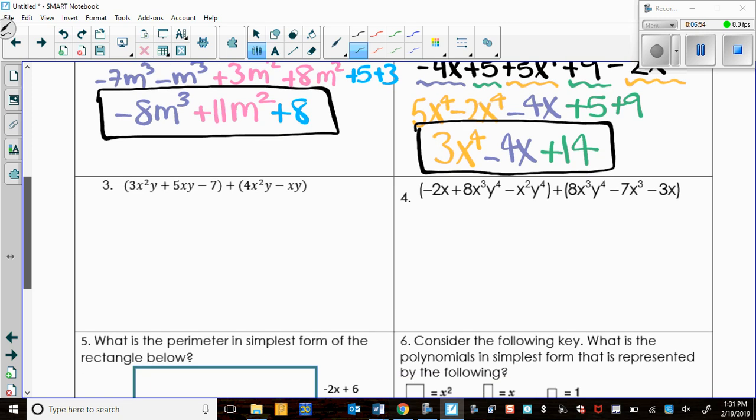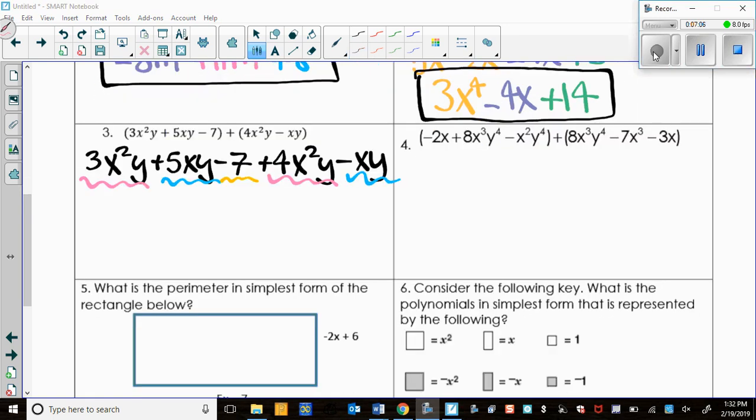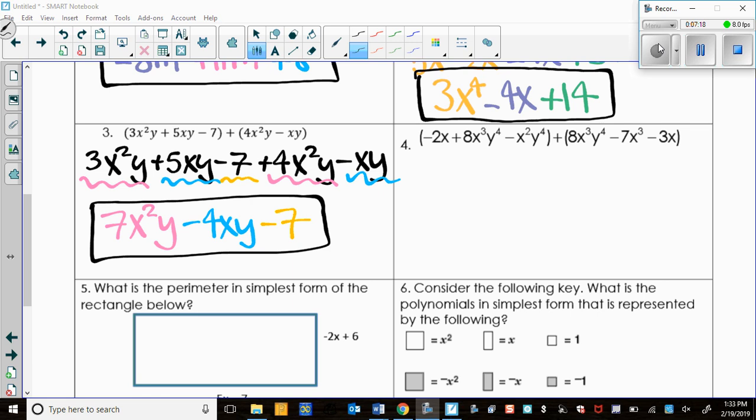Okay? Go ahead and pause this video and try to figure out number 3. Make sure that you underline terms that have the same degree. Okay, so here is my answer. I just took them out of the parentheses and I've underlined the like terms with the appropriate colors, and now I'm going to go ahead and combine like terms. So here is my final answer.